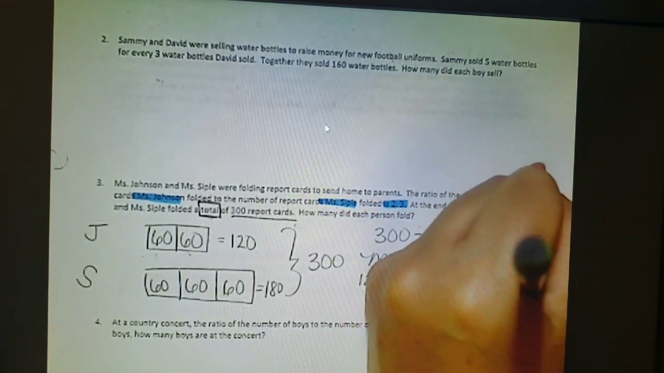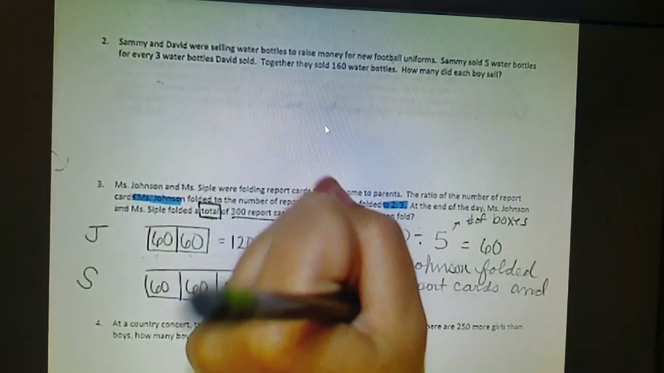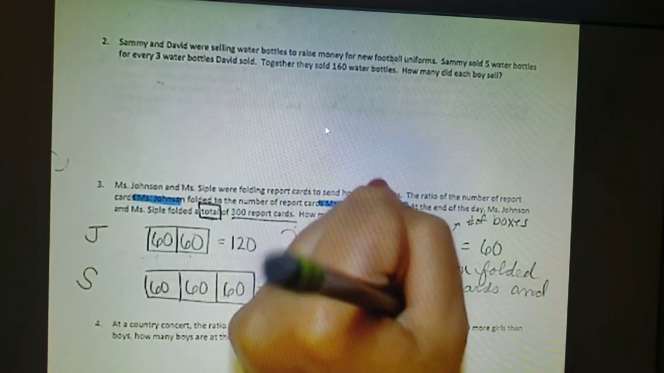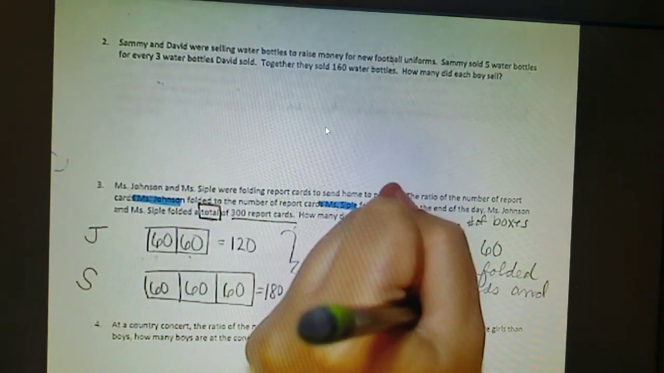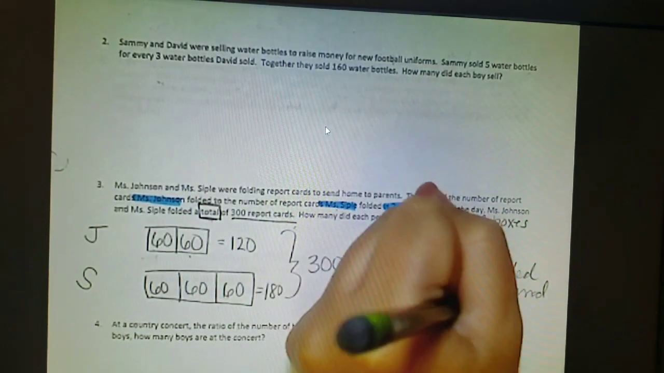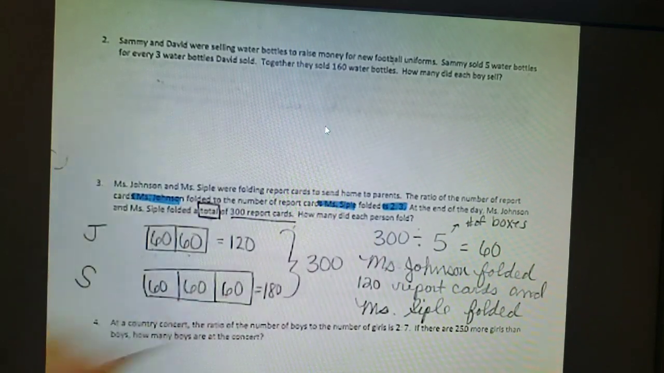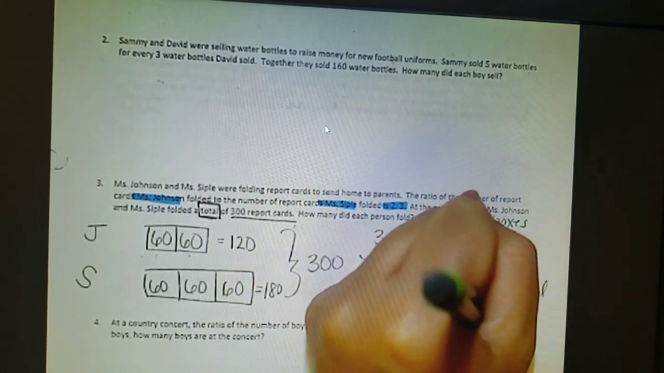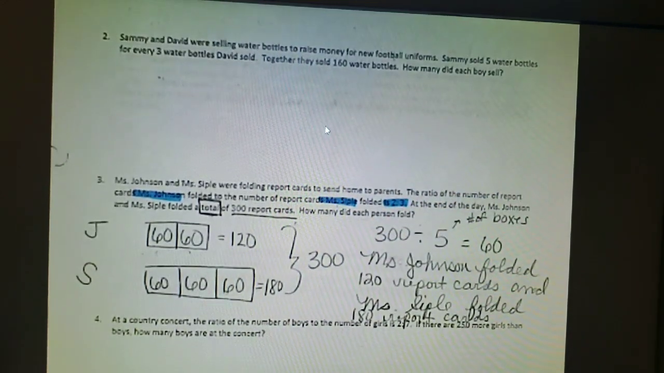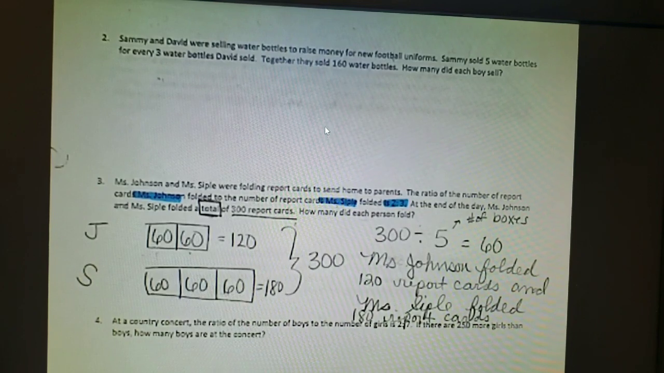and Ms. Sipple, make sure I spell it, yep, folded 180 report cards. I'm sorry I smushed that in on you guys, but there's your answer for number 3. Okay, all right, let's take a look at 4.